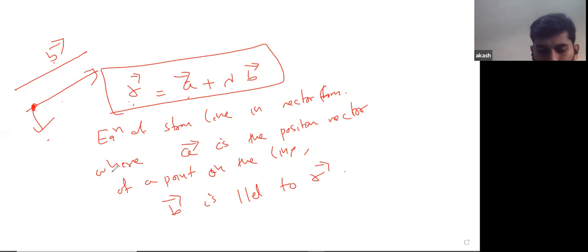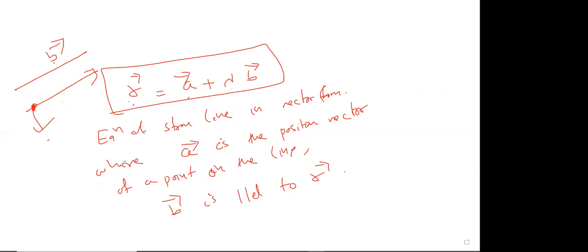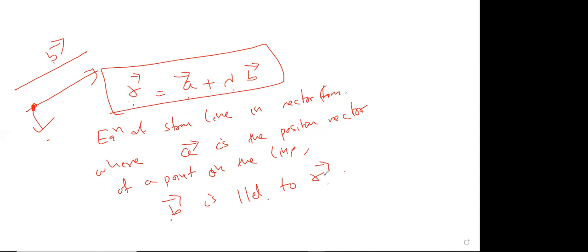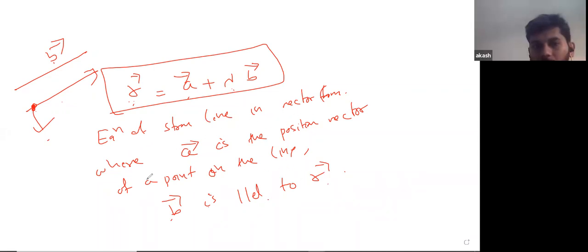Can you read out what you have written? R vector equals A vector plus lambda times B vector. Equation of a straight line in vector form, where A vector is the position vector of a point on the line, and B vector is parallel to the line.